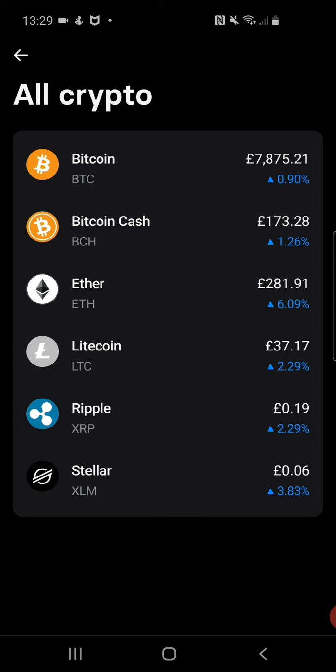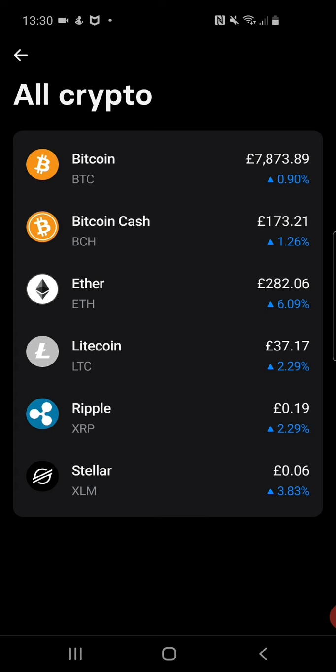And then we have Litecoin. Litecoin uses a faster payment confirmation schedule than Bitcoin. Then we have Ripple. Ripple is a crypto used by the Ripple payment network. And then finally Stellar Lumens. It basically is a cryptocurrency that powers the Stellar payment network.